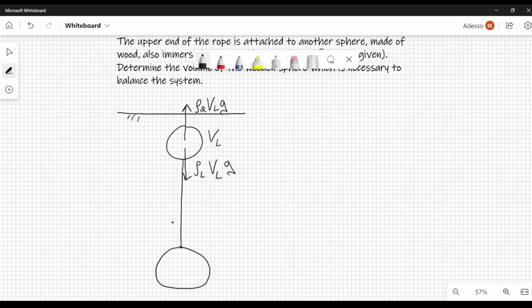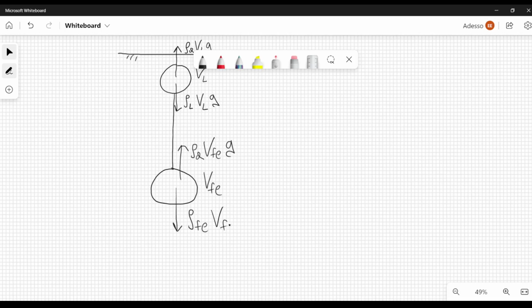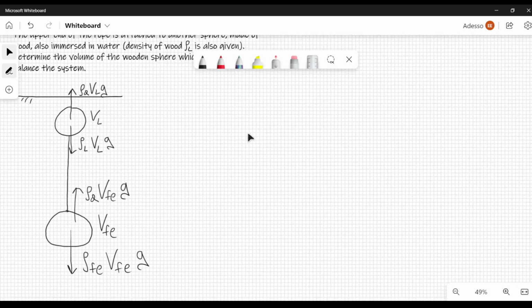and this iron sphere is characterized by the volume VFE. And similarly, we have a force acting on this one going upwards due to Archimedes' principle. So we have rho A, density of water, times the volume of the iron sphere times G. And then we have another one pointing downwards, given by the density of iron multiplied by the volume of the iron sphere times G. All in all, here we have four forces.